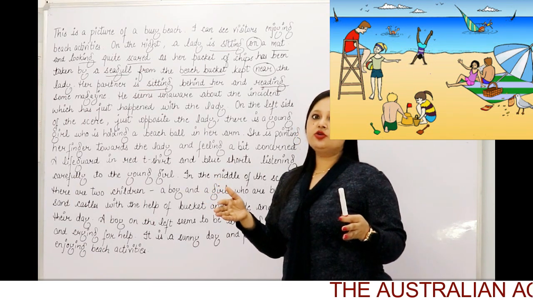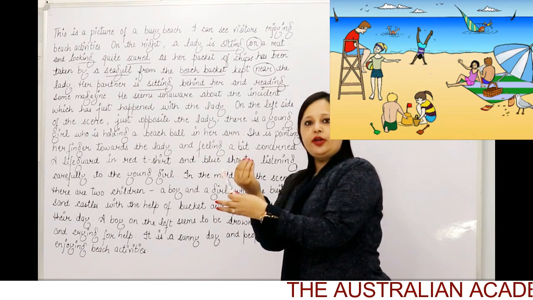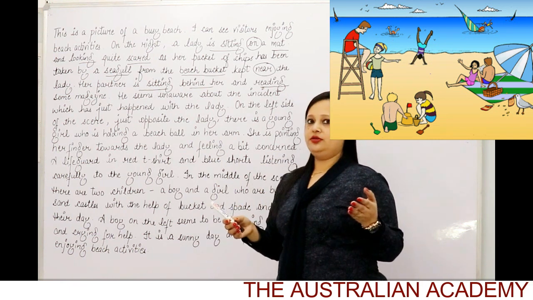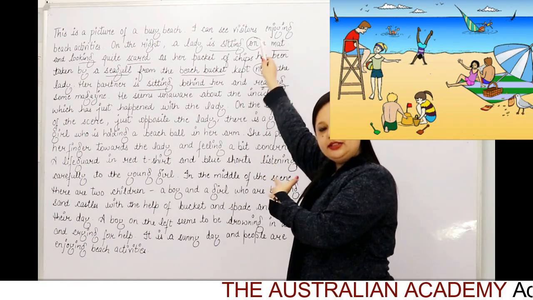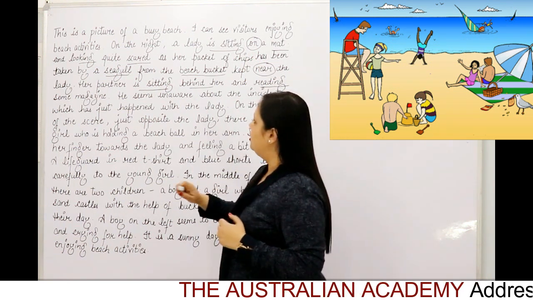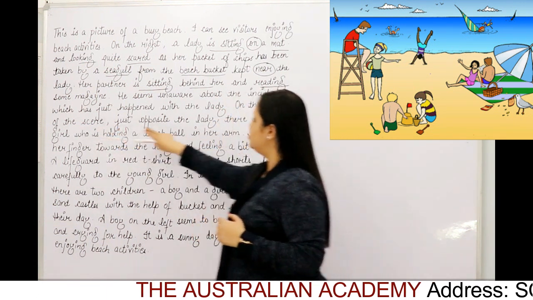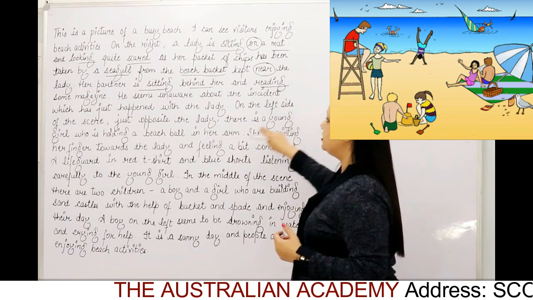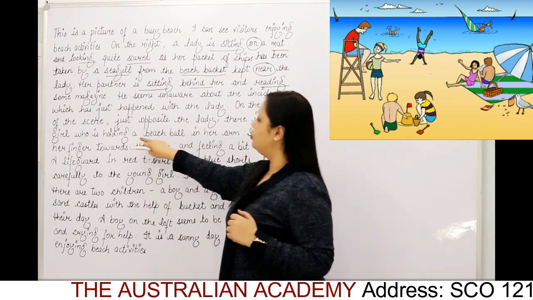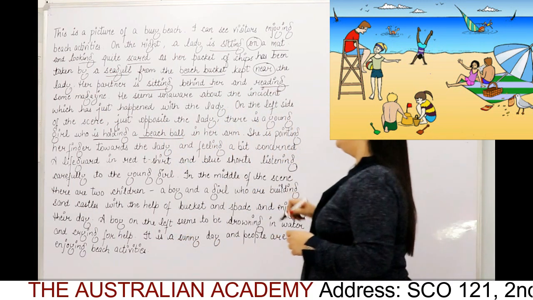Whenever you are speaking, you should always move in an organized manner: if you have taken one point, explain that one point completely, then only move to the next point, right? We have explained the right side of the picture. Now shift towards the left side. On the left side of the scene, just opposite the lady, there is a young girl. Now I am going to explain the girl. She is holding a beach ball in her arm.